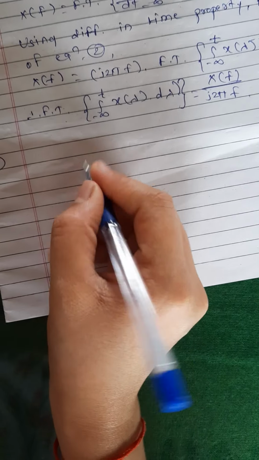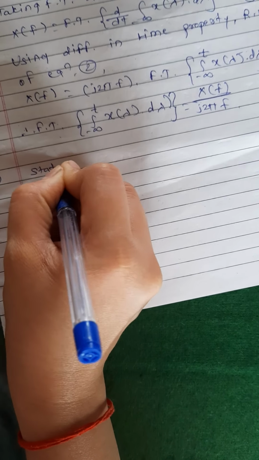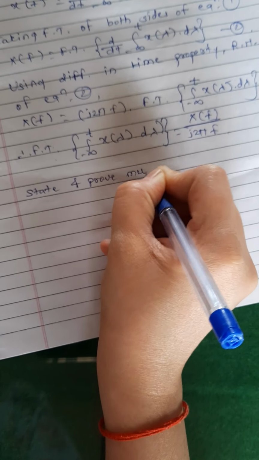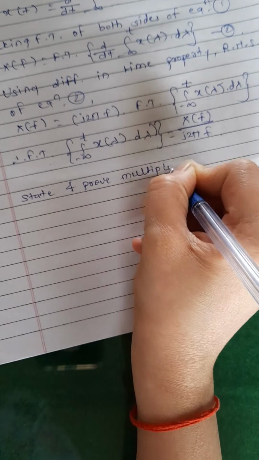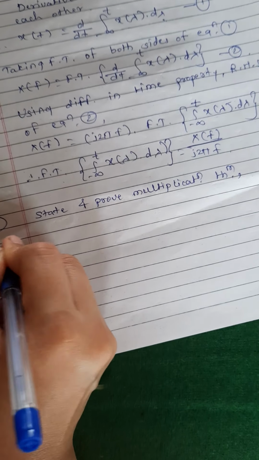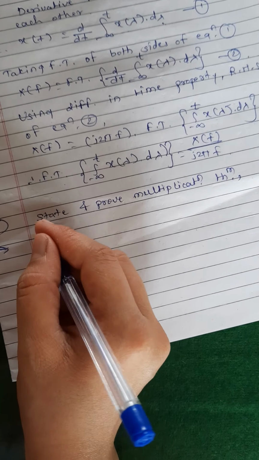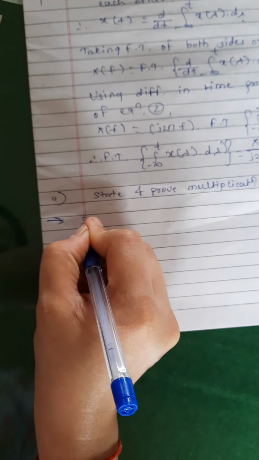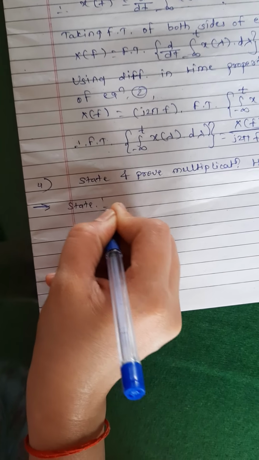State and prove multiplication theorem. So first we write, this theorem is also called as multiplication in time domain property. First we write down the statement.